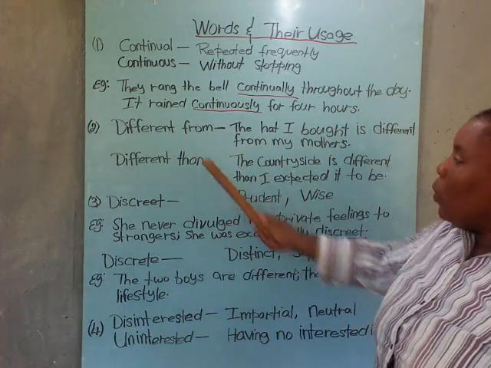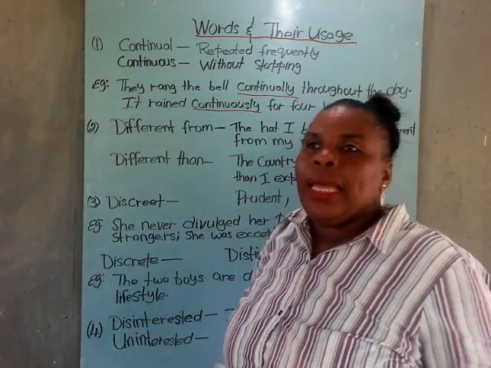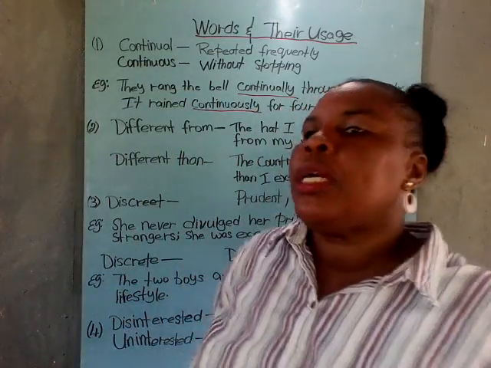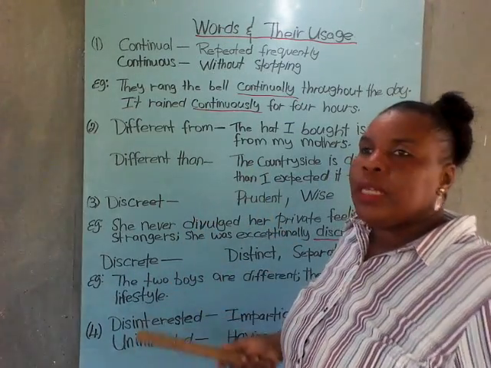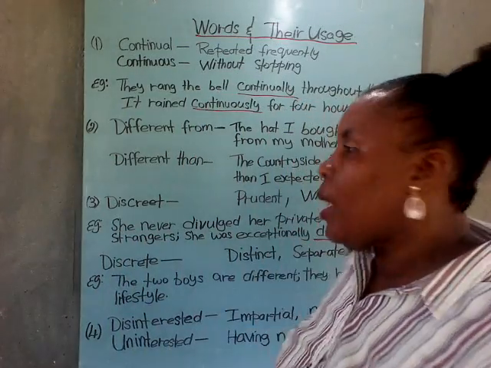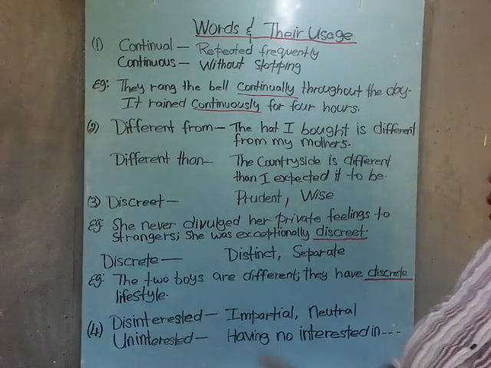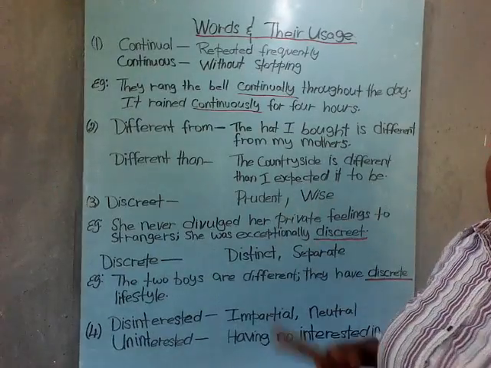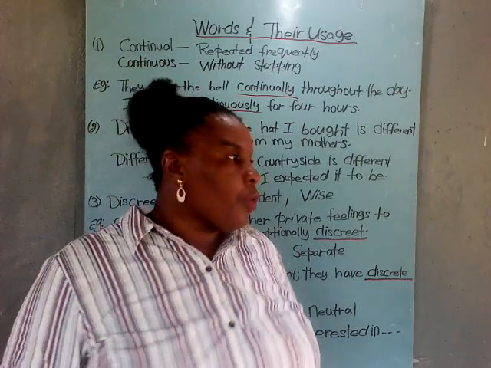All right. So in different from and different than, it's still comparison. It's still comparing two things or more than two things. Because with different than, I could have said the countryside is different than the city. I could have written that. But different than: the countryside is different than I expected it to be. Different from: the hat I bought is different from my mother's.